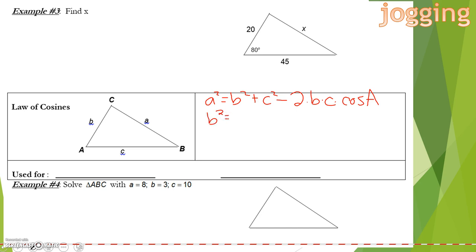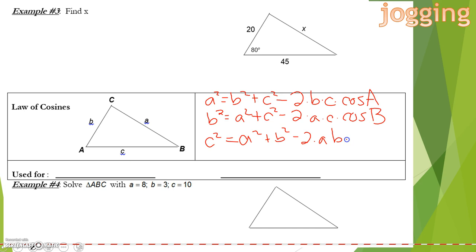Alright, now for side B, B squared equals the other 2 sides squared and added together, minus 2 times those other 2 sides, A and C, times cosine of the angle across from the side that we're trying to find. The last formula, C squared equals the other 2 sides squared and added together, minus 2 times those other 2 sides, times cosine of big C. You can use this for side angle side and side side side.